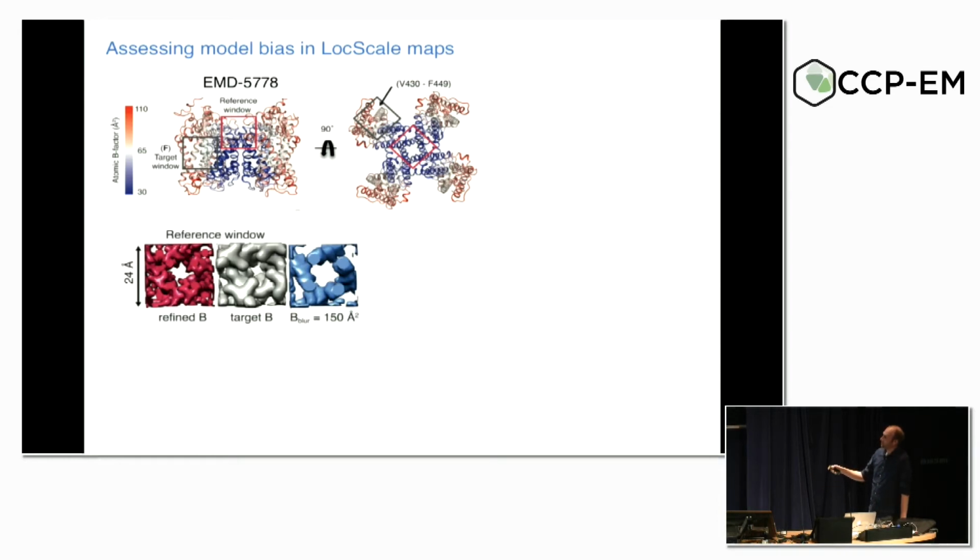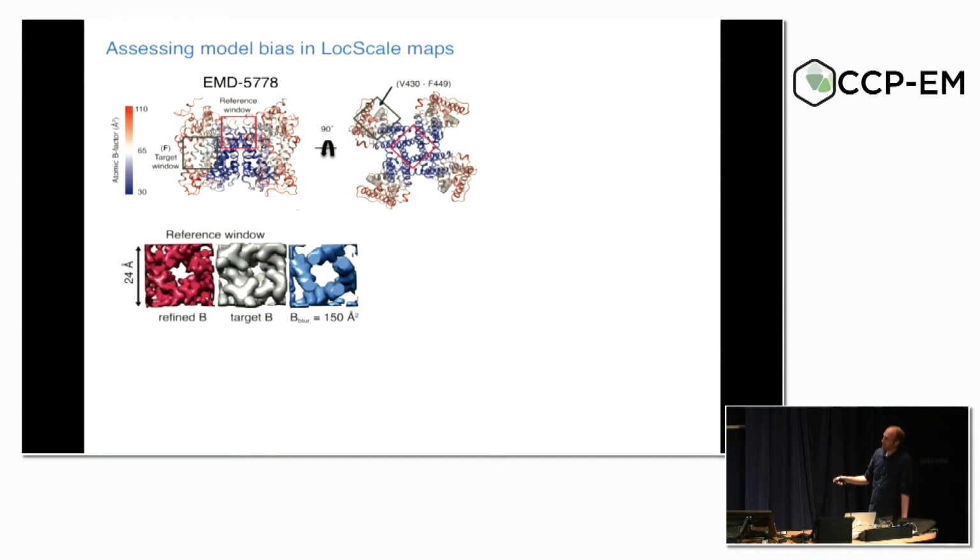And what I want to show you with this is that all that matters is that you have a correct fall-off estimation of your B factor from this reference window in order to correctly sharpen your target window. So I can use this reference window, and by just changing the B factors of the model, I can generate a reference window with different B factors.